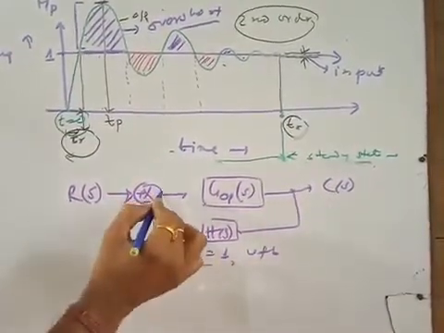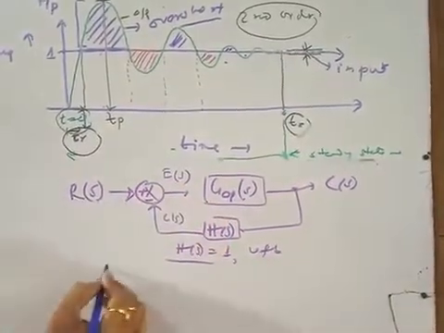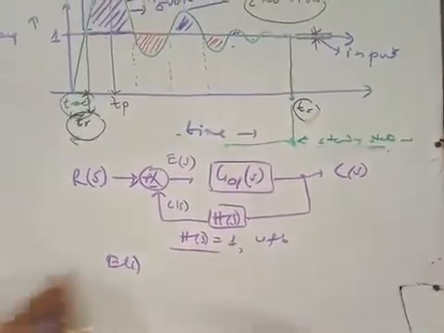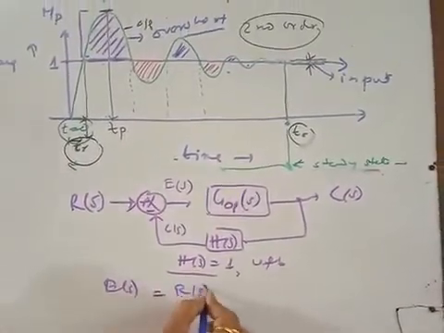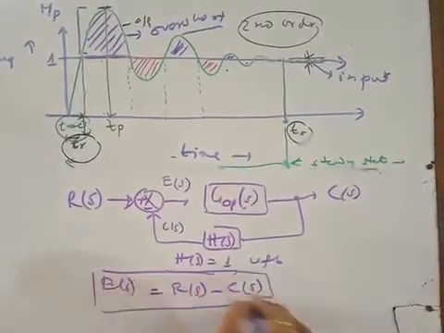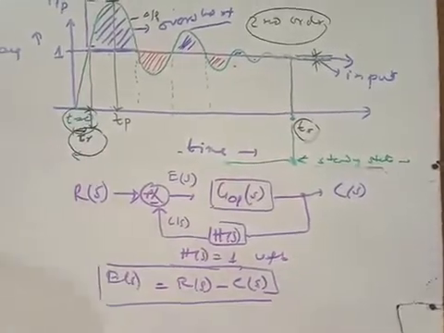So what is the output of this block? This is known as error, right? So this is error ES, as you know from the block diagram in the previous classes. So ES is equal to RS minus CS, no problem. So this is the error, right? And actually we are talking about the steady state error, right?